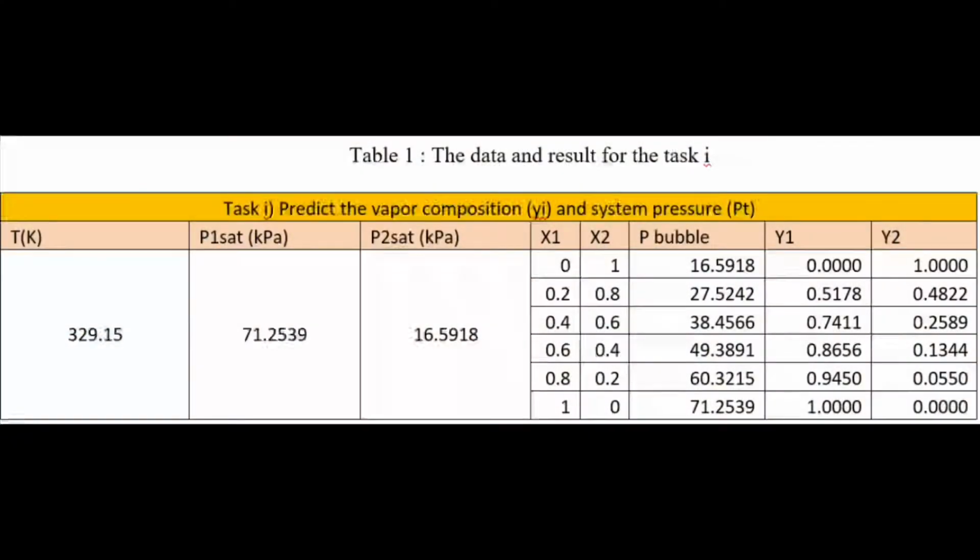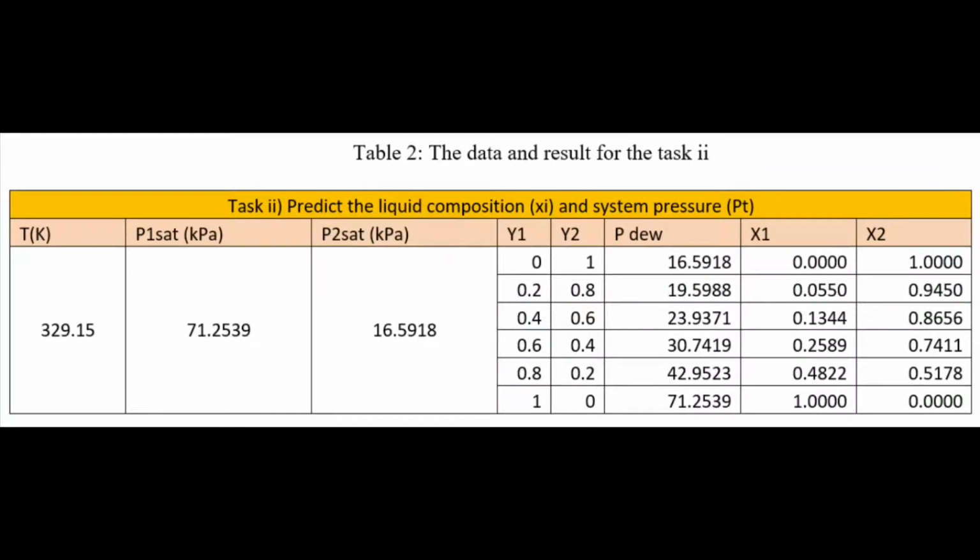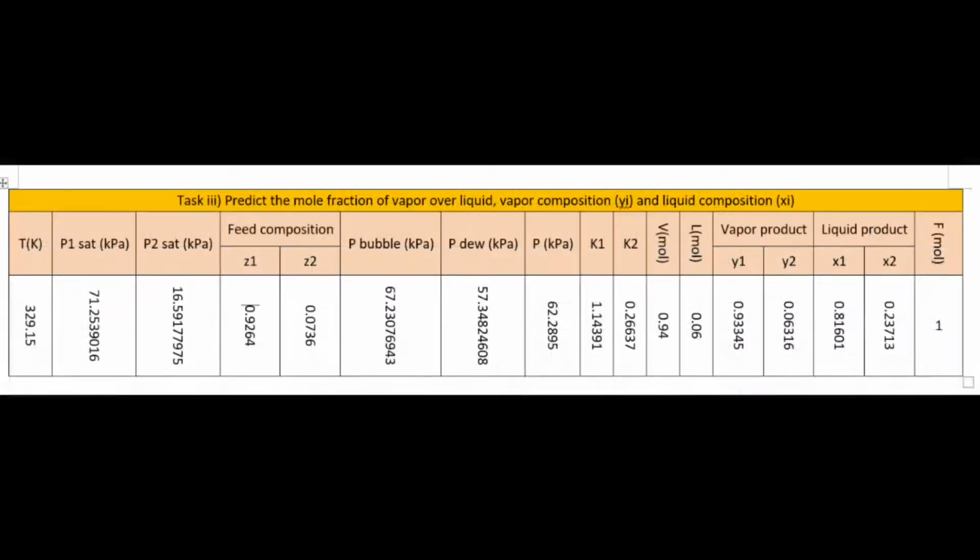So this is the data and result for task 1. Predict the vapor composition Y1 and system pressure PT. The next one is task 2. Predict the liquid composition X1 and system pressure PT. And the last one, task 3. Predict the mole fraction of vapor over liquid, vapor composition and liquid composition.